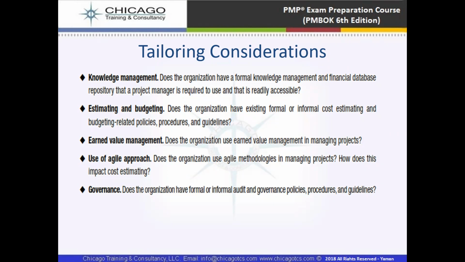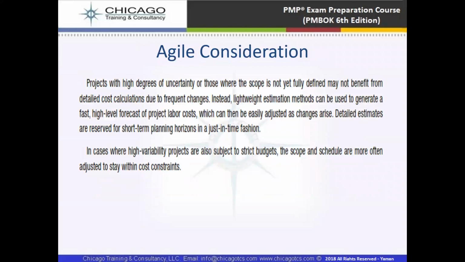And governance: does the organization have formal or informal audit and governance policies, procedures, and guidelines? It means, do we have formal or informal audit or any governance policies, procedures, or guidelines here? So these are the tailoring considerations and we have to consider them. An agile consideration is that projects with a high degree of uncertainty, or those where the scope is not yet fully defined, may not benefit from detailed cost calculation due to frequent changes.